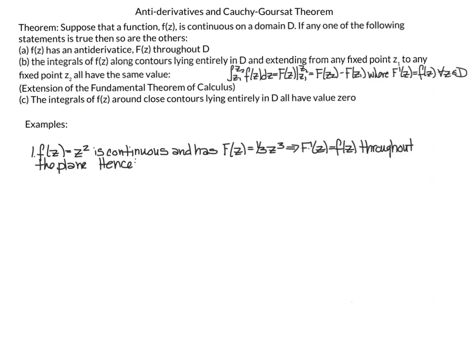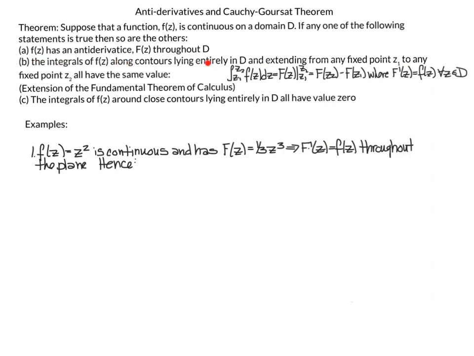So let's consider f(z) equals z squared. This function is continuous, and we can find an antiderivative, capital F(z) equals 1/3 z cubed. And so F prime of z is equal to little f(z), and this is true throughout the plane. So here little f(z) has an antiderivative, capital F(z), throughout the domain D, which is the plane.